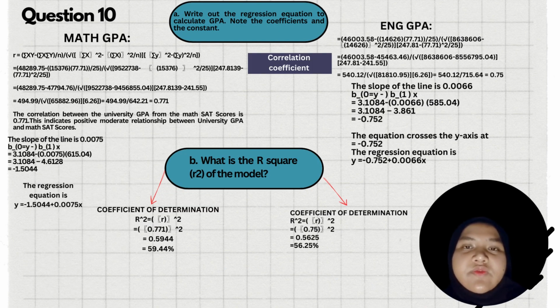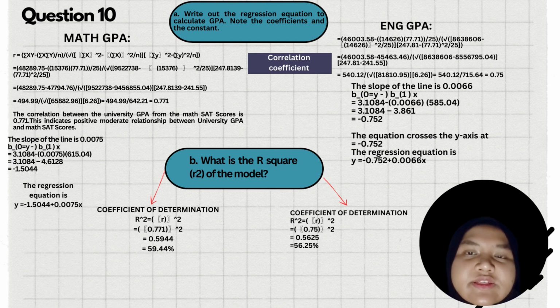In question 10, A, after we put the data given, the regression equation for GPA from math score: we get the correlation between the university GPA and math set score is 0.771. This indicates a positive moderate relationship between university GPA and math set score. For the regression equation, the slope of the line is 0.0075 and the equation crosses the y-axis at negative 1.504. So the regression equation is y equals negative 1.504 plus 0.0075x. While for English, we get the correlation between the university GPA and English set score is 0.75.